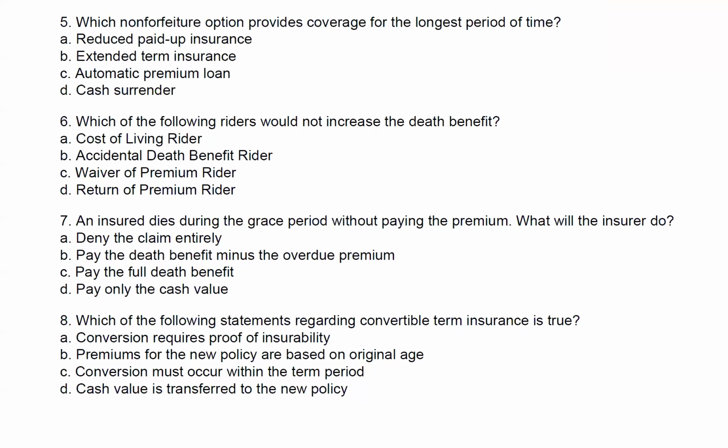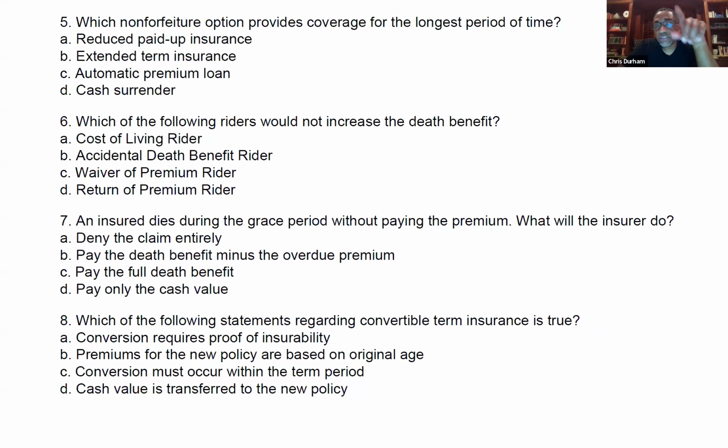I see now. And accidental death rider is a multiplier anyway. So if you die, they're gonna pay you 2 or 3 times the death benefit. And return of premium rider is gonna pay you the death benefit plus give you your money back. So that would increase your death benefit too.